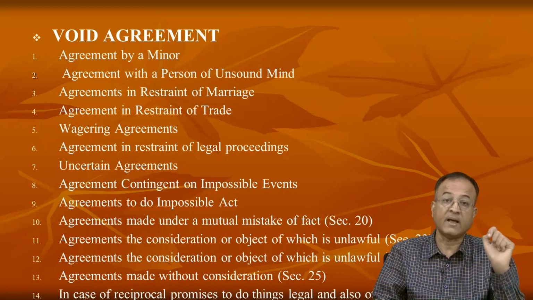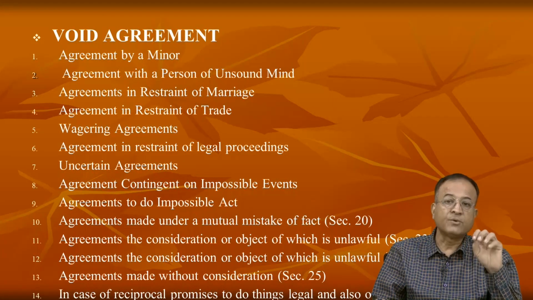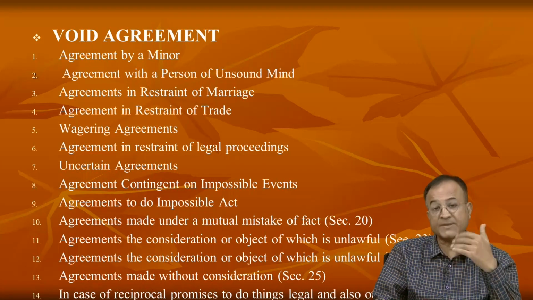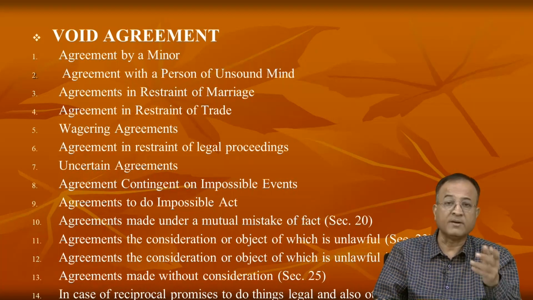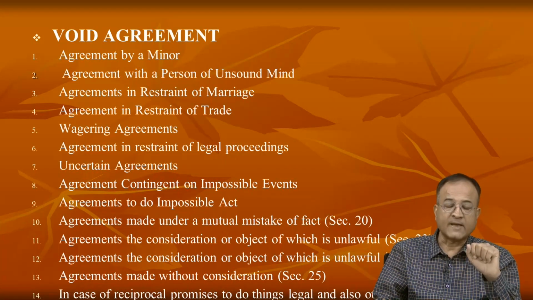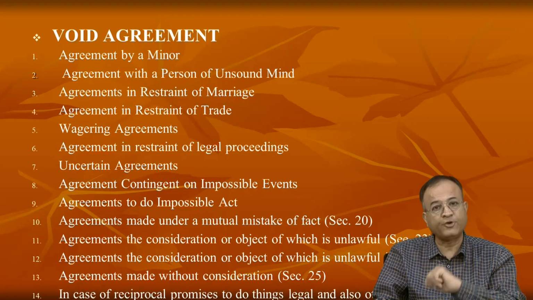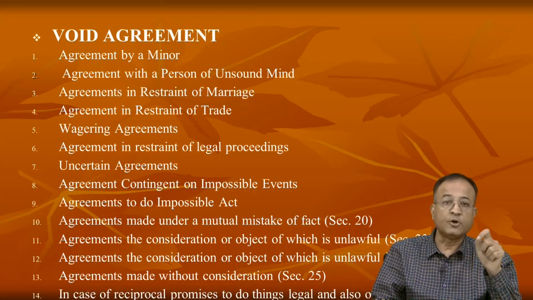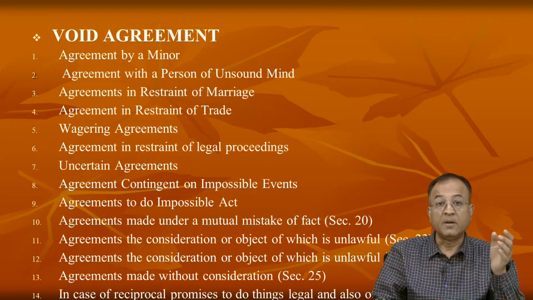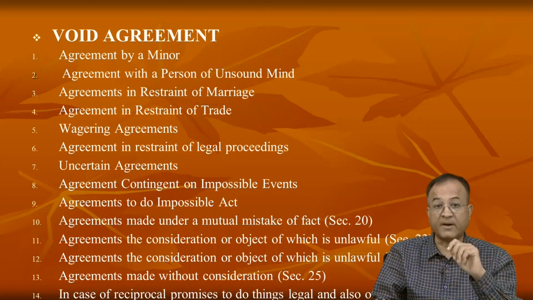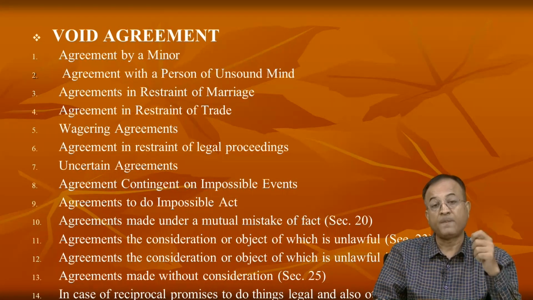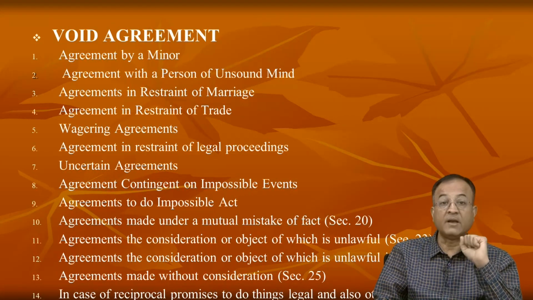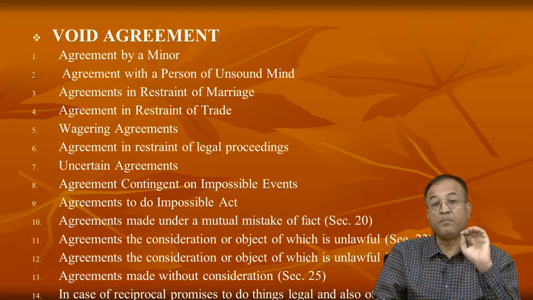Seventh, uncertain agreements. Agreements whose meaning is not certain or cannot be made certain are null and void. Through Section 29, the law seeks to ensure that parties to a contract know the price, nature and scope of their rights and obligations under the contract. Eighth, agreement contingent on impossible events.